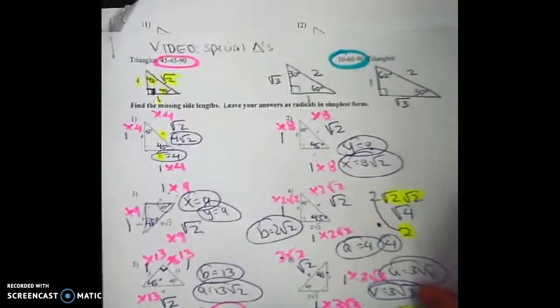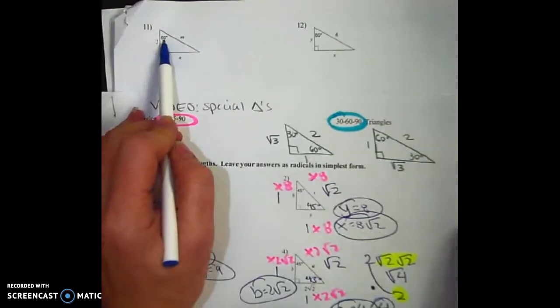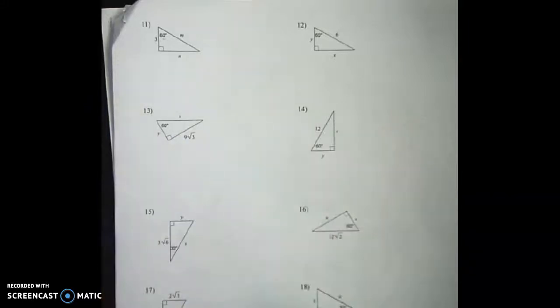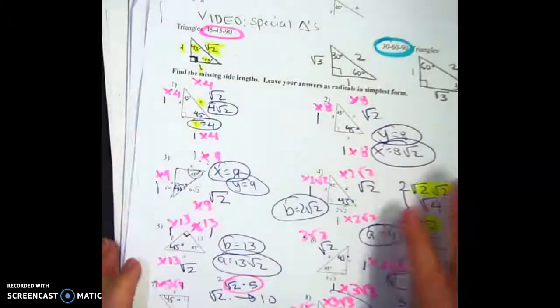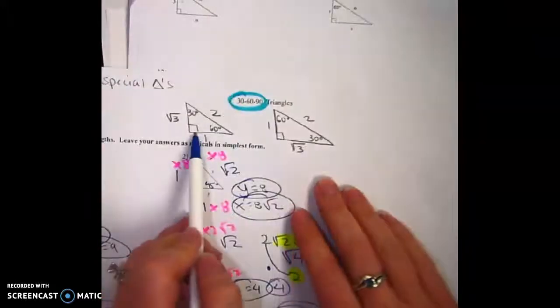All right, so we did everything 45, 45, 90. Now these are everything. See how you see a 60 degrees here? You see, well, there's a lot of 60 degrees. I don't know why. And then there's a 30 degrees. That means we are not doing the ratio 1, 1, rad 2. Now we're doing the ratio here.